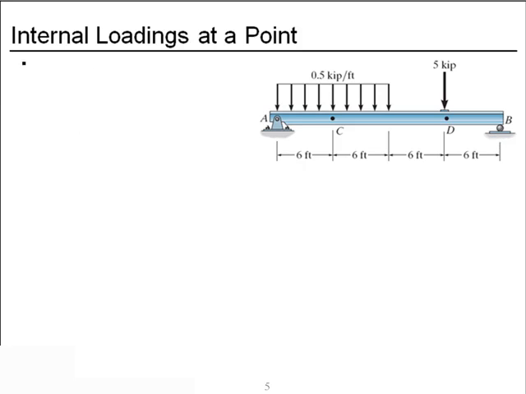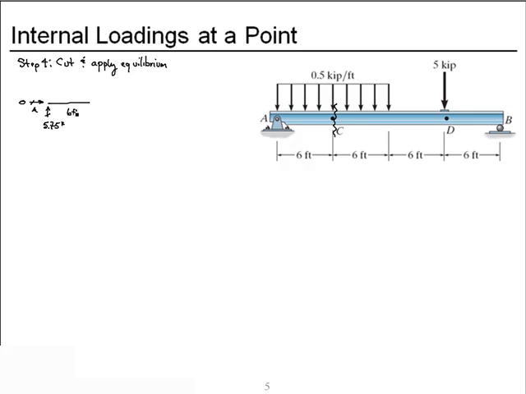Now we're ready to cut the structure and apply equilibrium so we can get the internal loadings at point C. We're going to cut it right there, and I'm going to use the left piece. Since it has fewer forces acting on it, I'm less likely to make a math error. So I'll draw my left piece, my vertical reaction at A, 5 3/4 kips, my horizontal reaction of 0.